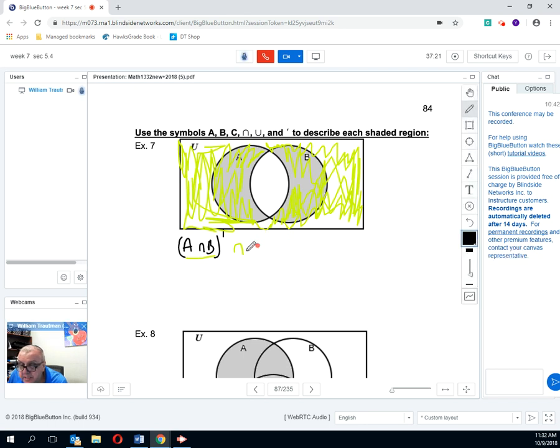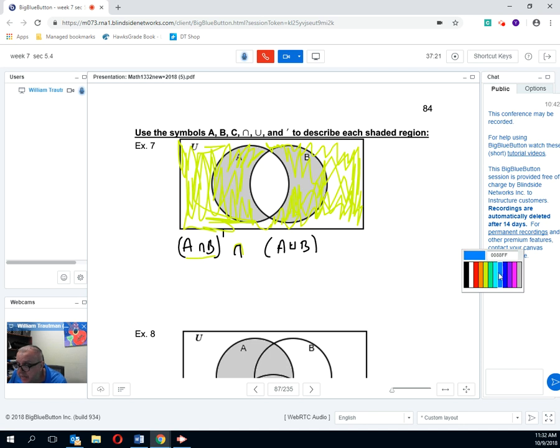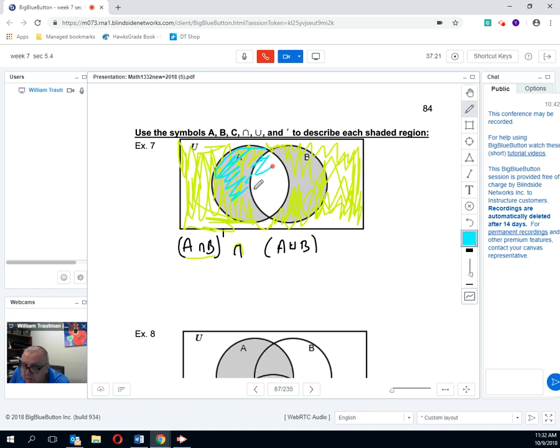I'm going to do an intersection with a union B. So let me do A union B, a marriage of A and B in blue. You see, all of A is going to be in blue, all of A, and all of B is going to be in blue. It's a union, A union B.